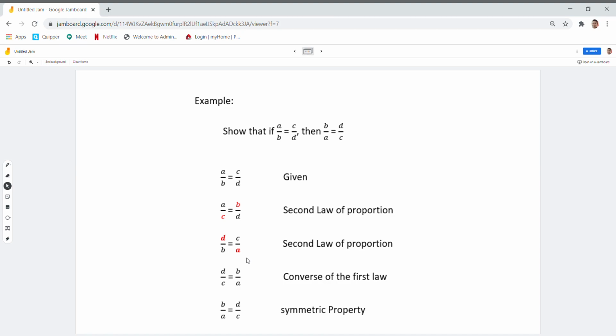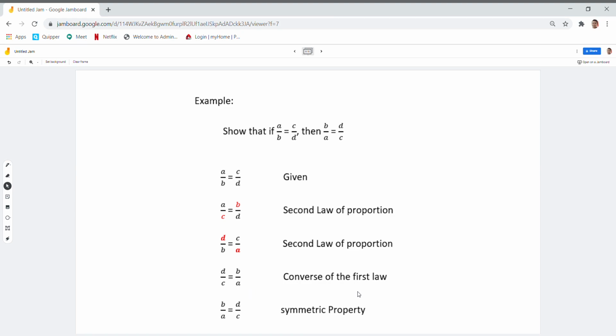Following the second law of proportion, we are interchanging the extremes, A and D becomes D and A here. So you're using the previous law to prove a present law. Then you can write it D is to C as B is to A. It's actually the converse of the first law.